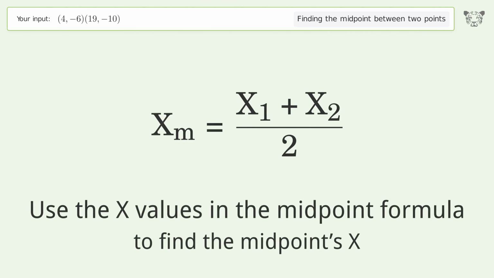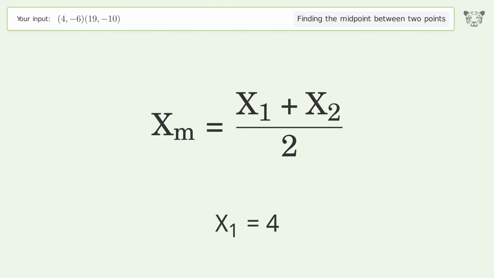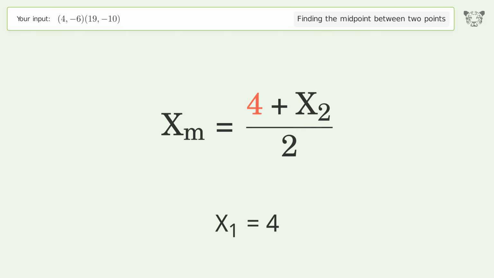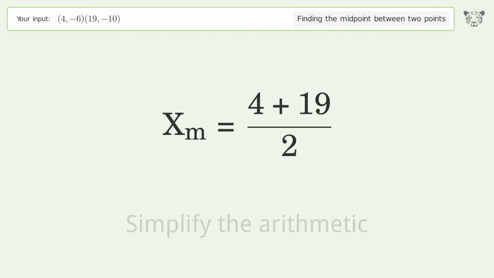Use the x values in the midpoint formula to find the midpoints x. x1 equals 4. x2 equals 19. Simplify the arithmetic.